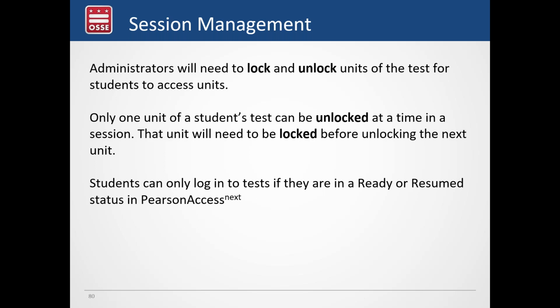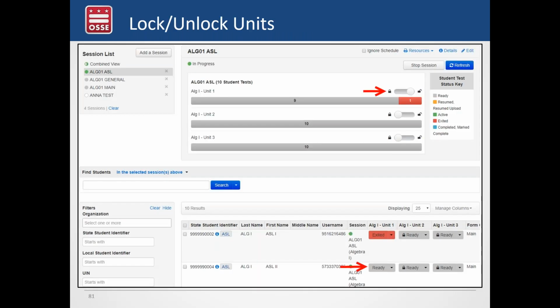Students can only log into tests if they are in ready or resumed status within PearsonAccessNext. So if the student is in an exited status, they actually won't have the button to be clickable for them to log back in. And this is just a snapshot of where you can see the unlock and the lock. Again, this first student on here is in an exited status, so their button isn't going to be clickable when they go in to finish their Unit 1.